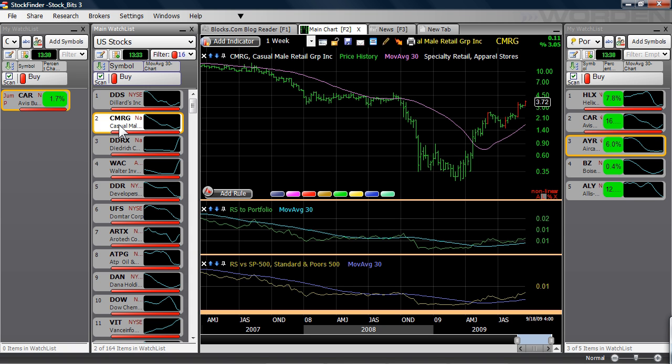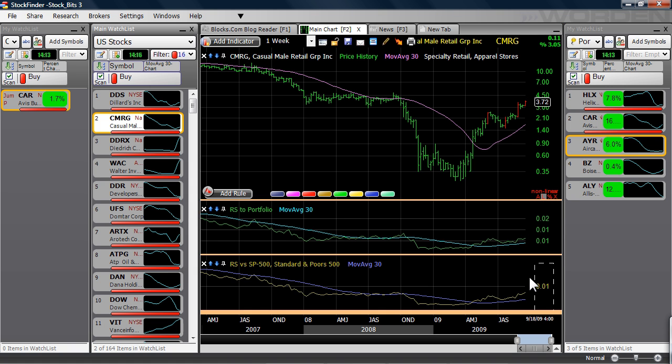Casual Male. Well, I'm glad nobody knows what I look like. I do shop in the Casual Male store, and I think we're going to pick that. It's outperforming our own portfolio. It's outperforming the S&P 500, and as you can see, the secret ingredient for the buy indication is in red, and we're looking at a 1 week, by the way. I like to start out with 1 week and then trickle it down to 60 minutes, 1 hour. So we're looking at 1 week, from April 2007 to today's date of 9/12.